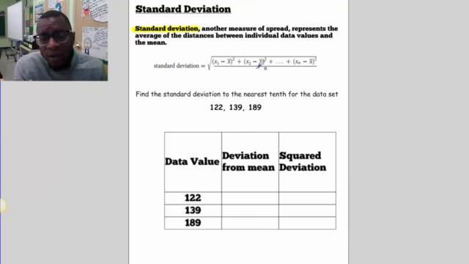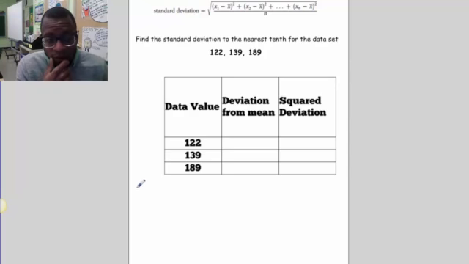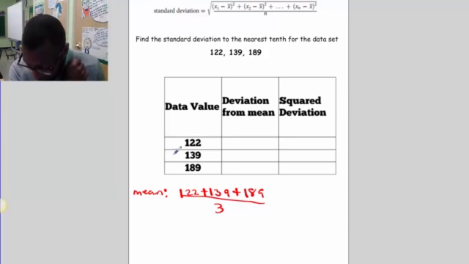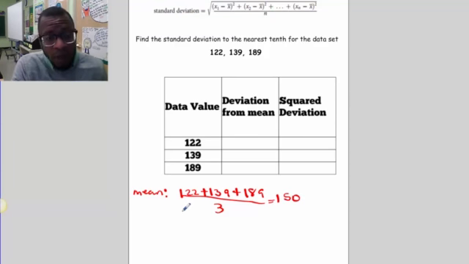Okay, so let's actually look at a set of data values. So we have 122, 139, and 189, and we want to find the standard deviation for these values to the nearest 10. Okay, so the first thing that we're going to do is we're going to find the mean of these values. Okay, and so the mean is just 122 plus 139 plus 189 over 3. Okay, and so when we do that, we get a mean of 150.